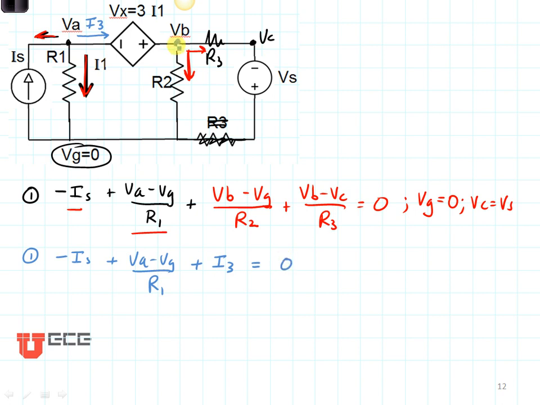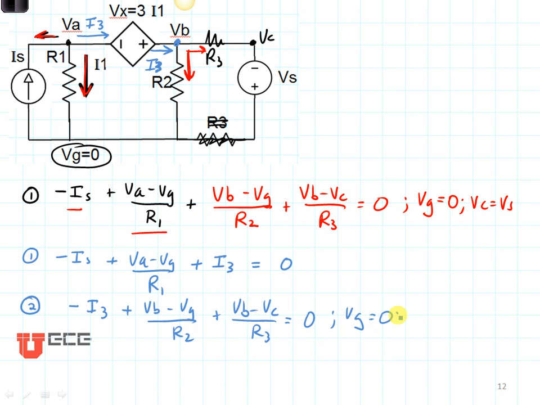Then when I get over to this node, let's do a second equation. The second equation, I'm going to have to consider I3 coming in the same direction. The blue lines need to be going the same way. The red lines do not. The blue ones do. So then we would have what's coming in is minus I3. What's going out is plus VB minus VG divided by R2 and VB minus VC divided by R3. That whole thing is equal to 0. I also need to say VG is equal to 0 and VC is equal to Vs. And then I would solve these two equations together.